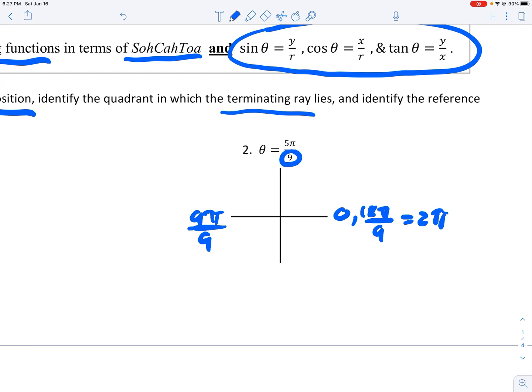So I know from 0 to 9, I don't make it all the way over to pi. I don't make it to 180 degrees. If you went from 0 to 9 up top, then halfway would be 4.5 pi over 9, right? Because from 0 to 9 is 9, and half of that's 4.5. So that means I'm into quadrant 2.